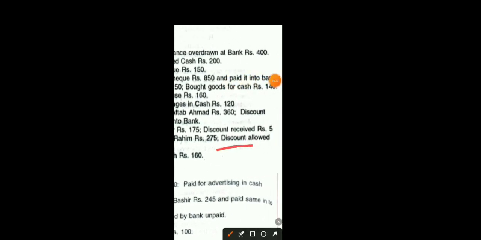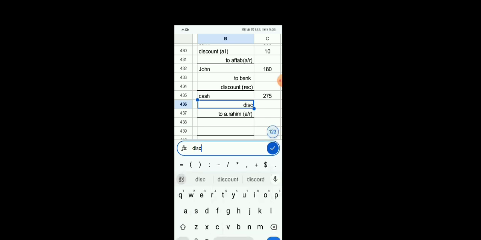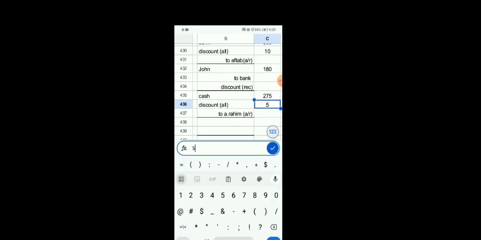The second aspect of this transaction is that there is a discount, and the discount is 5 rupees. Now see, discount allowed is already mentioned. When discount allowed is mentioned, it means you are permitting, that is your expense. So you will write discount on debit side, as discount allowed is an expense for you. So it would be mentioned on debit side. How much discount? That is 5 rupees. So you will be mentioning 5 rupees over here.